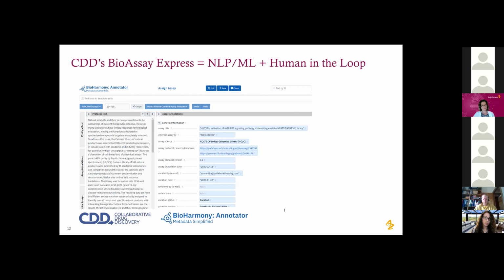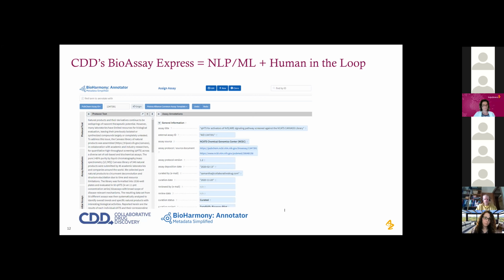And so looking through those RFPs, the tool that sort of met all the boxes was CDD's BioHarmony Annotator, which you may previously know as BioAssay Express. This tool works with a patented hybrid machine-human learning approach. What we did was our team came up with an agreed upon template that's linked to public ontologies.